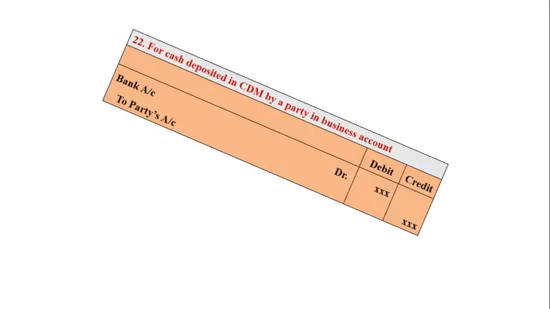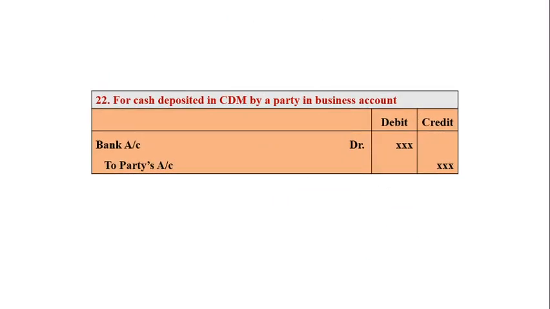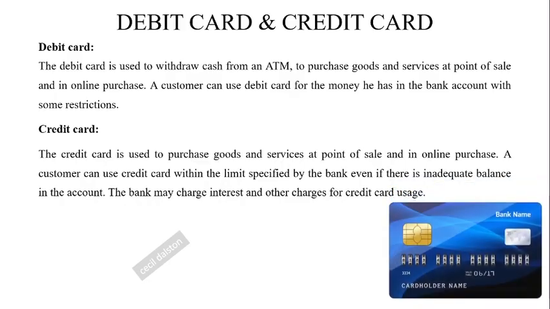22. For cash deposited in CDM by a party in business account in favor of the business. Here bank receives the money on behalf of the business and party makes the payment. Both are personal accounts, and therefore debit the receiver, bank, credit the giver, party, and so the journal entry is bank account debtor to party's account.